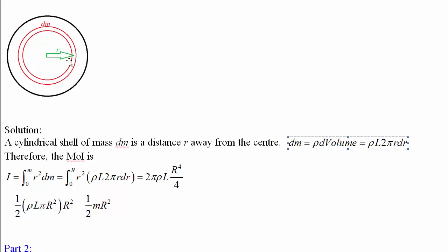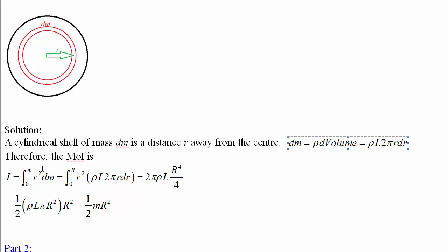This is the little bit of volume of this thing of thickness dr. It has a surface area 2 pi r. Just imagine that you were going to unwrap that. That's the circumference. So surface area 2 pi r times the length, which is in and out of the page here.